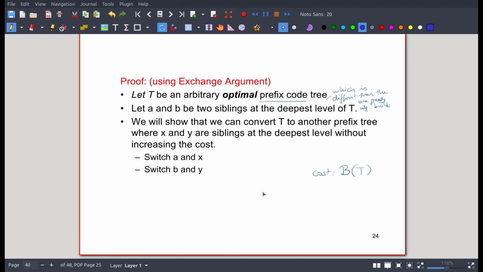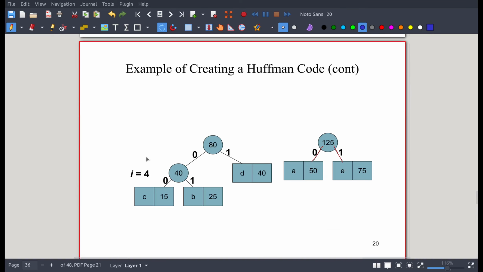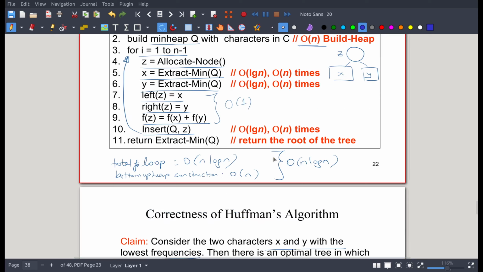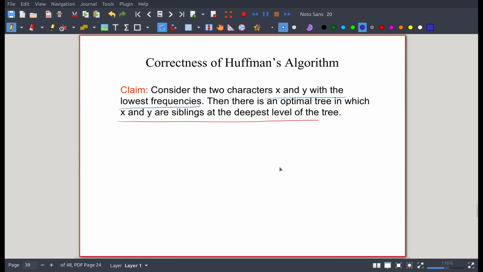So we first assume there is an optimal tree, a prefix code tree. A prefix code tree is the tree that I just showed you, which was explained earlier. I'm not going to explain Huffman code or Huffman algorithm or the prefix code and how that works. I'm just going to explain the proof here.